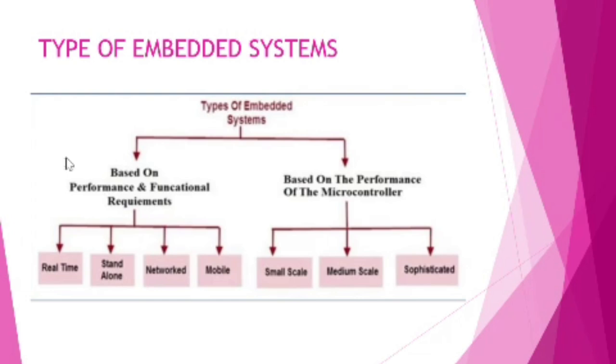Types of embedded systems. Basically, there are two types of embedded systems: ones which are based on functional requirements and others based on the performance of the microcontroller. Those which depend on the functional requirements are real-time, standalone, network, and mobile embedded systems, and those based on the performance of the microcontroller are small scale, medium scale, and sophisticated.